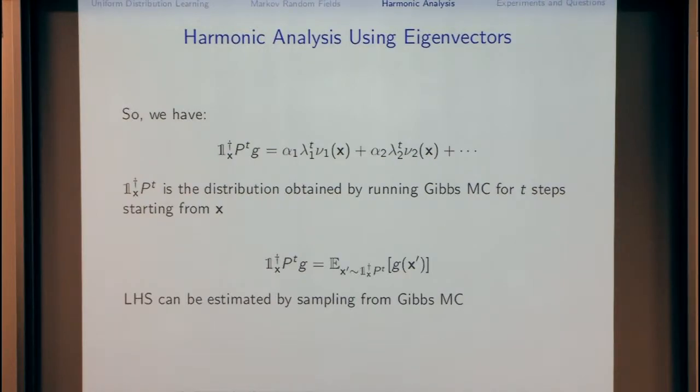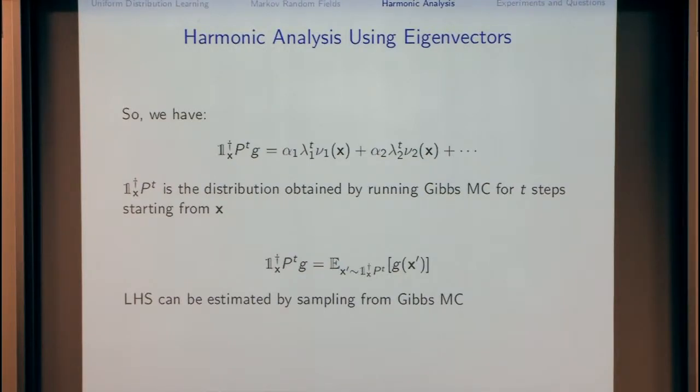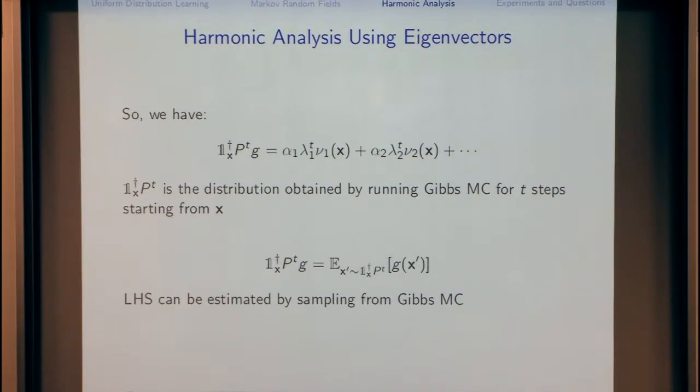So continuing, what do we get now? Let's look at this expression again. The quantity 1x times P^t is actually nothing but the distribution on the state space obtained by running the Gibbs Markov chain for t time steps. Right? So if you start the Markov chain at x and run it for t time steps, that's the distribution you get. And so when I multiply by g, it's nothing but the expectation of g with respect to that distribution. And that's something that we can actually hope to estimate because we have access to the Markov chain.